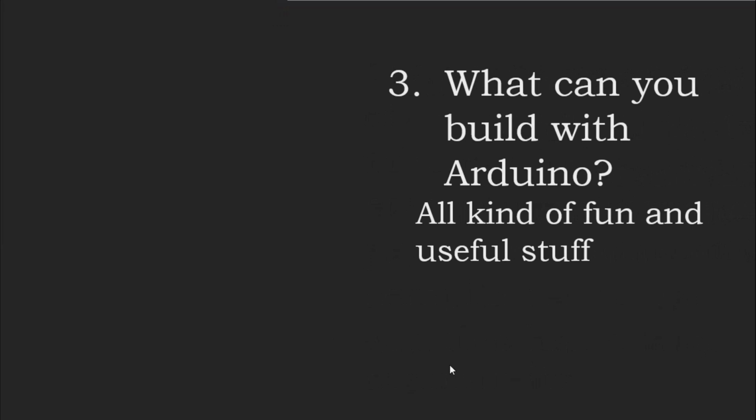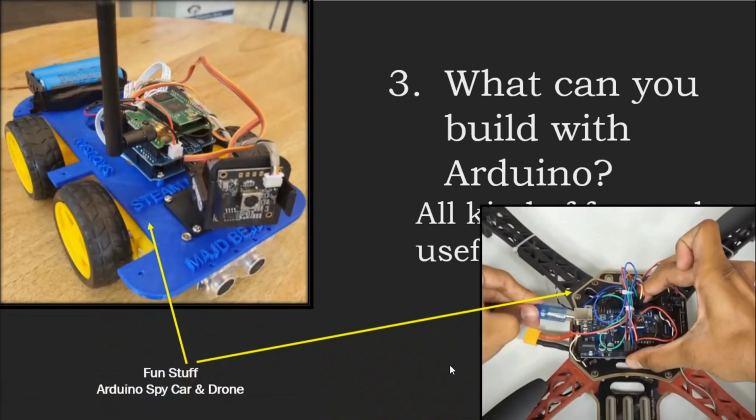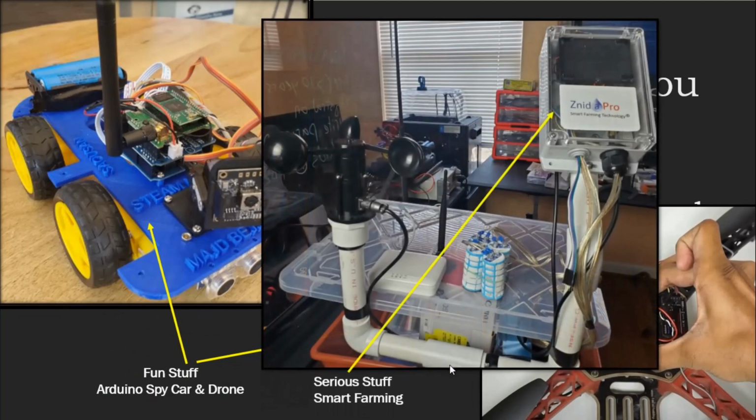Well, actually there are many reasons, but I cited two reasons. What can you build with Arduino? All kinds of fun stuff, but also useful and serious stuff. Fun stuff like the Arduino spy car I built here, Arduino drones. You can think about all kinds of fun stuff that you can do with Arduino. Here's another serious project I'm working on. It's called SNIDA Pro, and basically this is for smart farming. It will help farmers save water and actually have a better crop. Thank you.